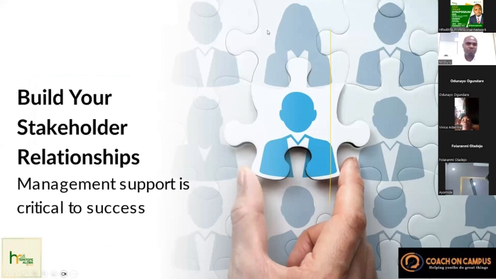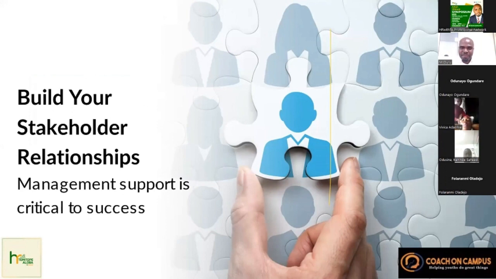Build your stakeholders relationship. You will need management support. Management support is very critical in this business. Management support, management buy-in is very, very critical. It cannot be overemphasized. Understand what the stakeholders' expectations are.